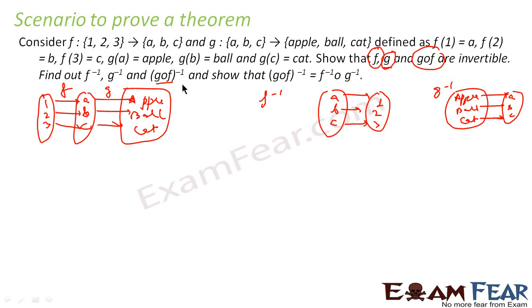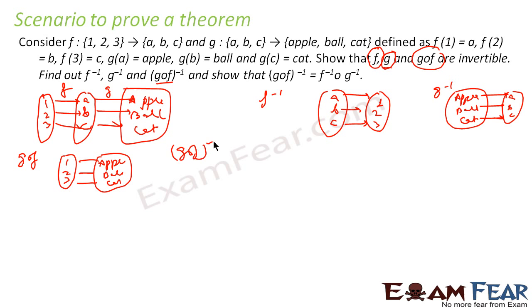(g o f) inverse. g o f is nothing but, you get 1 to 3, and here you get apple, ball, cat. This is g o f. So (g o f) inverse I want to find. This will be nothing but from apple, ball, cat, I am going to 1, 2, 3. This is my (g o f) inverse. So I found f inverse, g inverse, and (g o f) inverse also.